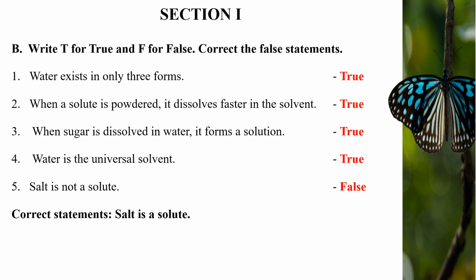Write T for true and F for false and correct the false statement as well. First, water exists in only three forms. Statement is true. Second, when a solute is powdered, it dissolves faster in the solvent. It's true. Third, when sugar is dissolved in water, it forms a solution. It's a true statement. Fourth, water is the universal solvent. It's a true statement. Fifth, salt is not a solute. It's a false statement, and the correct statement is salt is a solute.